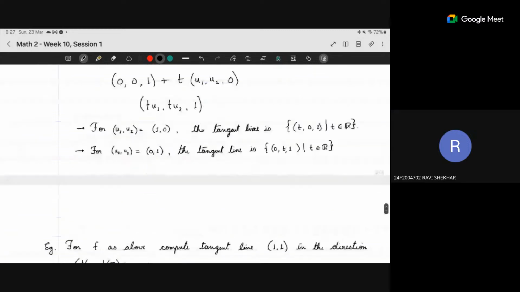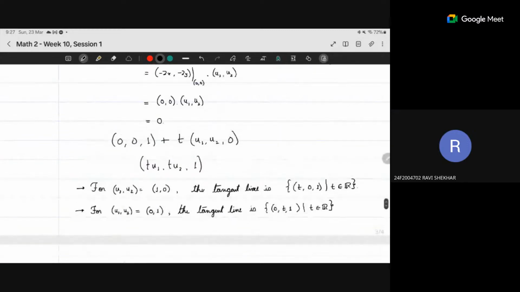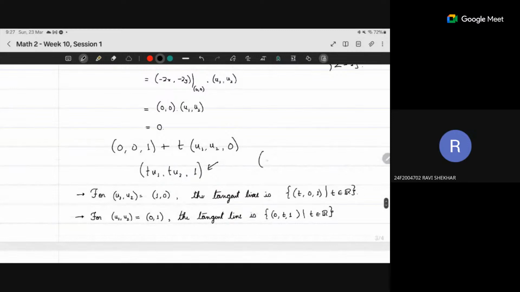So, for example, if I go back to this example and ask whether a point of the form (x, y, 2) can be on any tangent line, that is impossible, because even if I vary t, I cannot change this third coordinate. All tangent lines lie in the plane z equals 1. So this point (x, y, 2) will never be part of any tangent line.